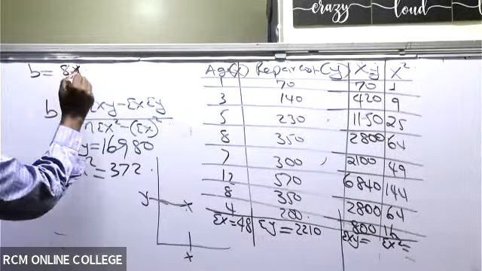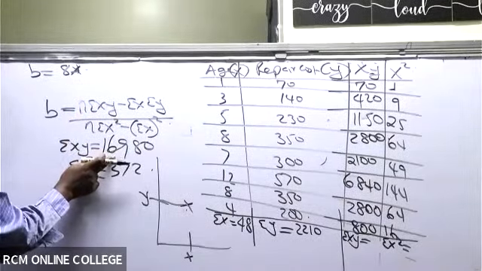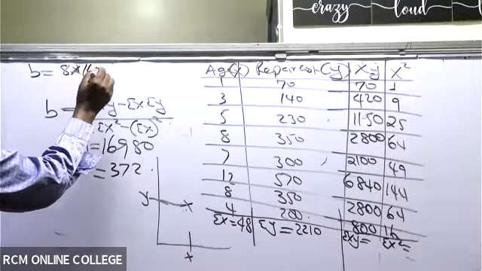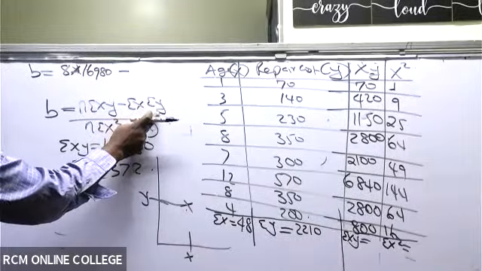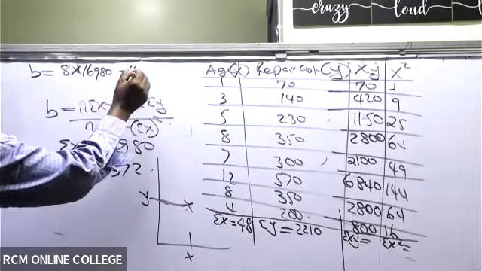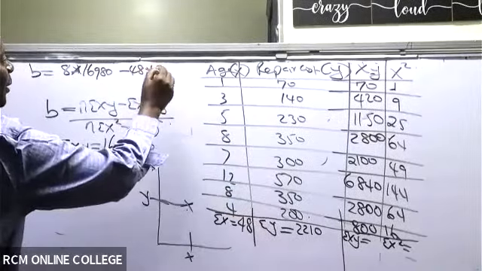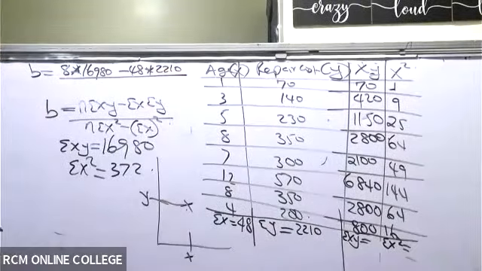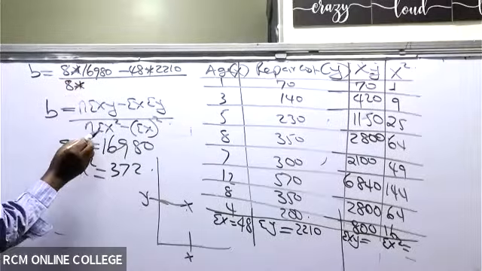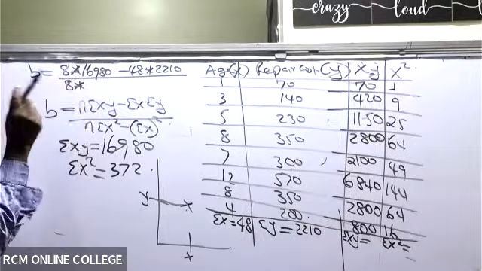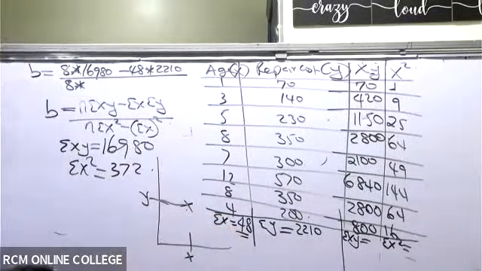I'm plugging in here. So 8 times sum of xy, which is 16,980, minus sum of x, which is 48, times sum of y, which is 2210. All over, we have n again, which is 8, times summation of x squared. Don't take this sum of x here squared, no.